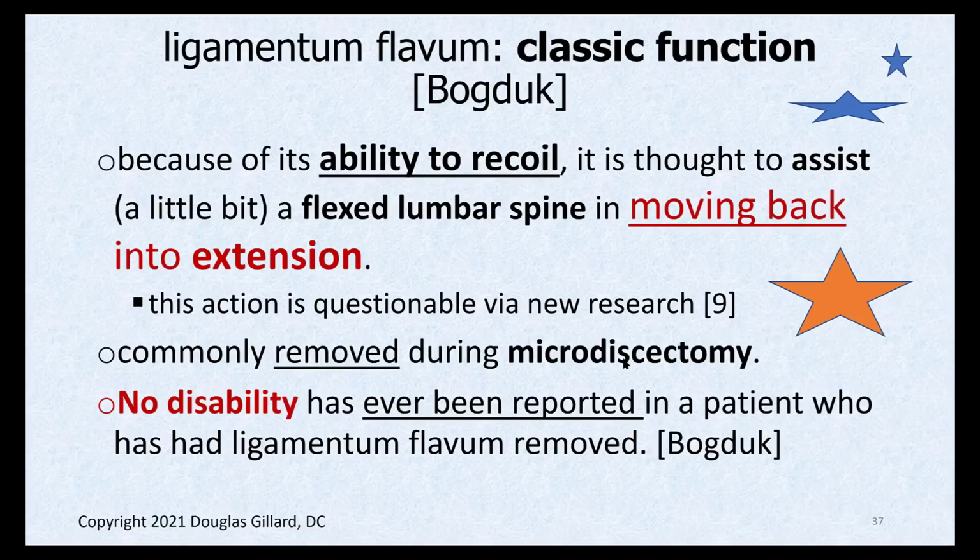All right, what does it do? Well, because it has the ability to recoil, technically, if you bend forward, and it's on the posterior part of the motion segment, it stretches, and when you start to bend back, it contracts, so it technically helps a little bit with lumbar extension. So probably less than 1%, I would say, but technically it does.